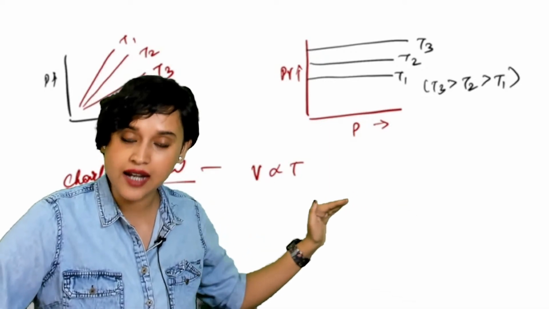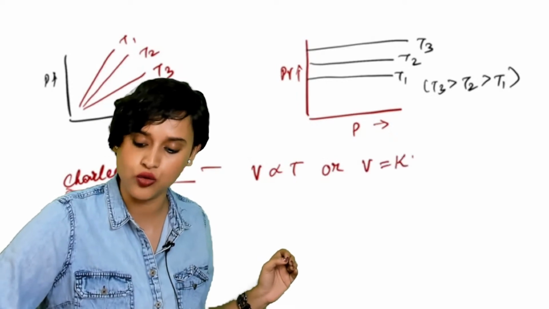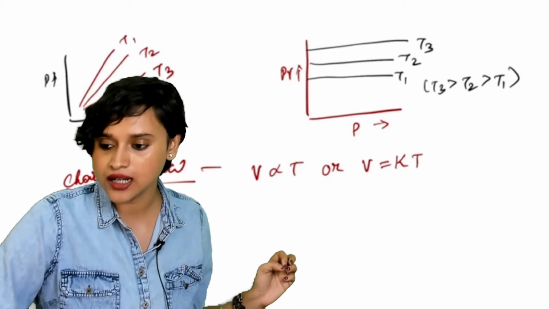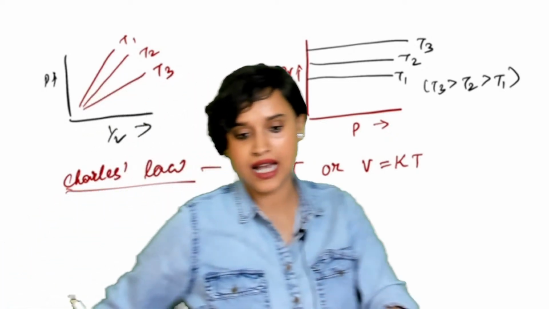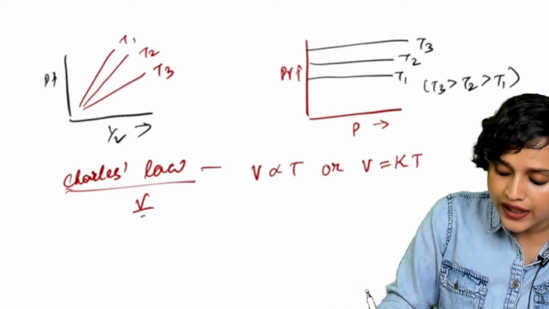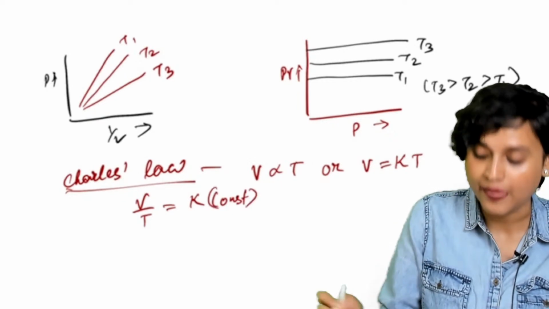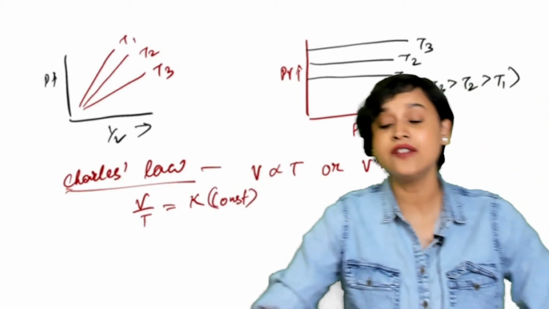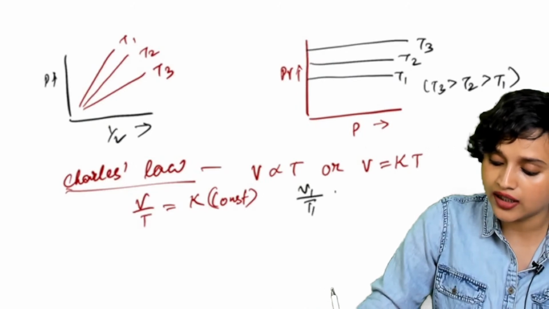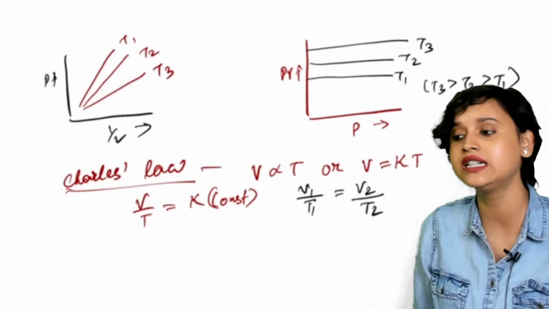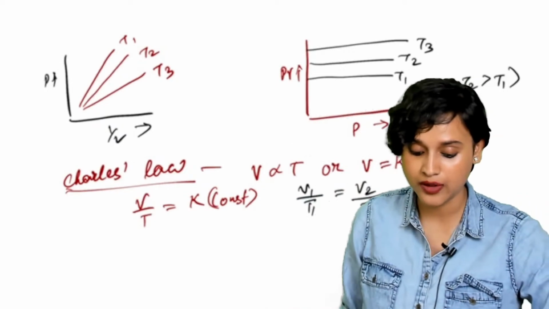And if that is the case, if I remove the proportional sign here, I can definitely write it as V is equal to KT, right? Or I can also write it as V divided by T is equal to K. That means that it is just a constant. Am I right, everybody? And if that is the case, then the relation that we will be getting is V1 divided by T1 is equal to V2 divided by T2. Am I right? Yes. Very good. Very simple, everybody.